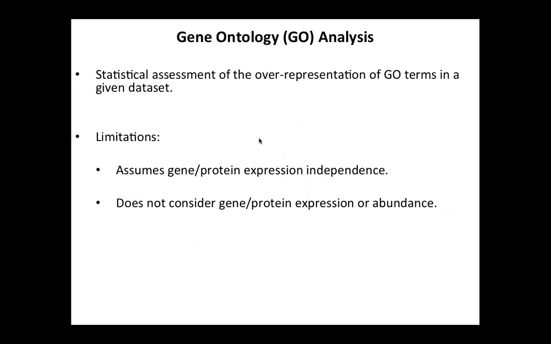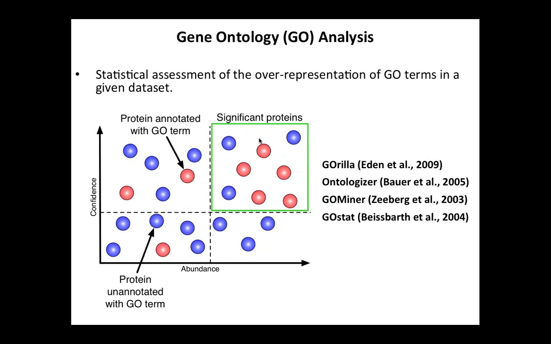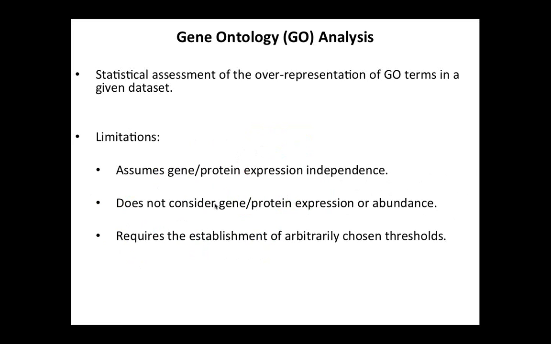Second limitation is that it doesn't consider gene or protein expression abundance. It's basically, are you among the significant proteins that are interesting for our study or are you not? It's a binary feature. It's not how far you are in terms of abundance or in terms of confidence. So you sit here or here in the set of significant proteins is not taken into account.